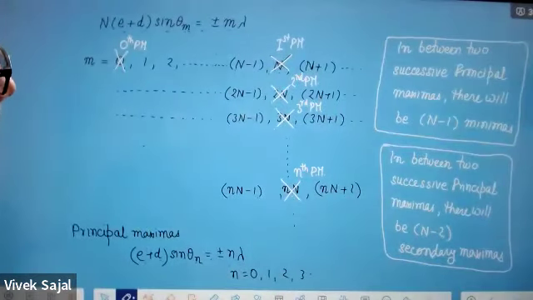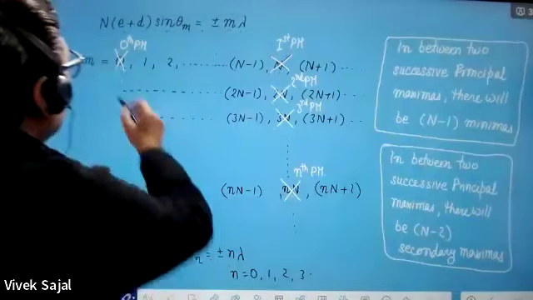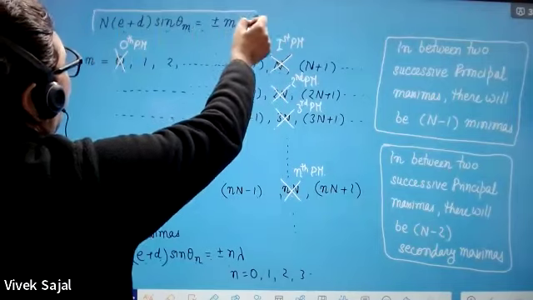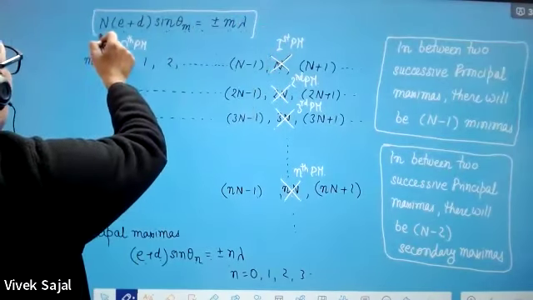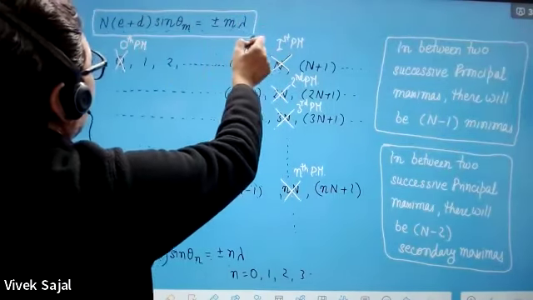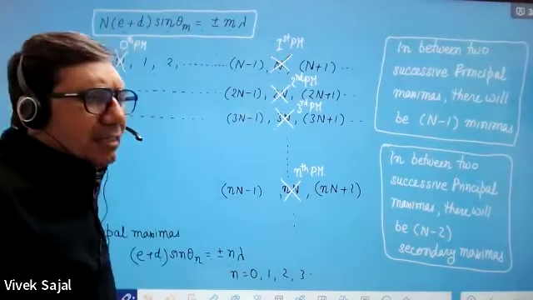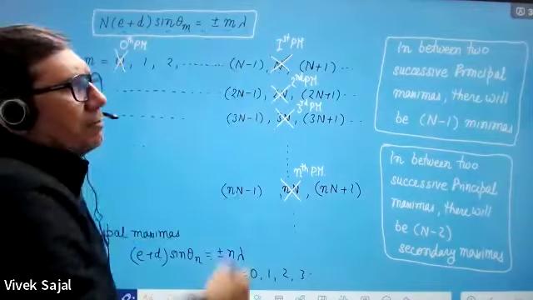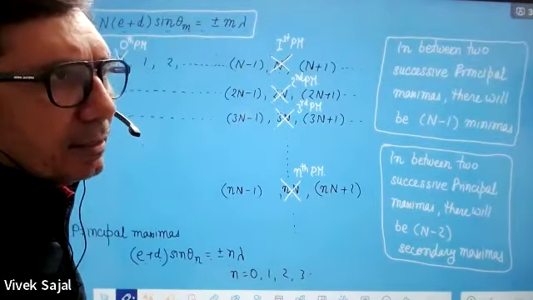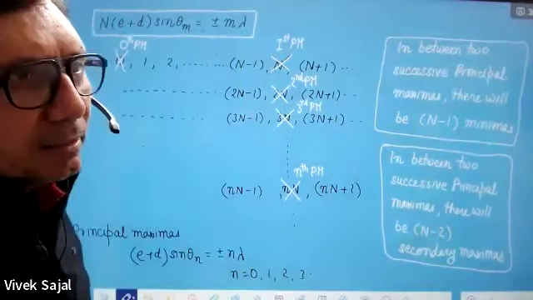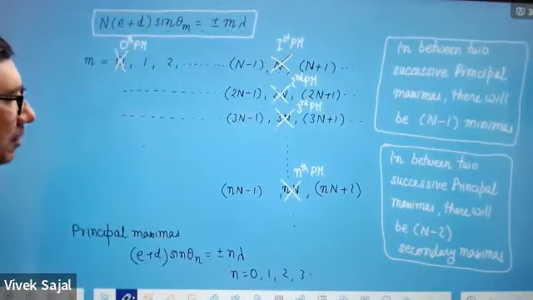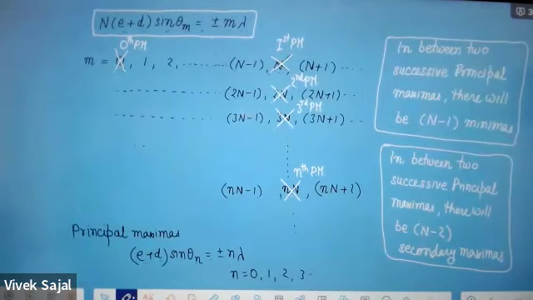Okay? So the position of minimas you can find out from here. However, they will not ask you to calculate the position of minimas. Remember this. They are not going to ask you to calculate position. But remember this is the equation that is providing us the position of principal maxima. Is it clear up to this point?